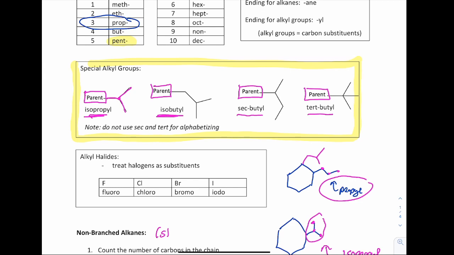While we're here though, when we're alphabetizing these, we are not going to use sec and tert for alphabetizing. We are, however, going to use the I in iso. And if you look at the names of these, the sec-butyl and tert-butyl have a dash, right? There's a dash between them. If I look at iso, there's no dash, and that's kind of how I remember it. Also, sec actually stands for secondary, tert actually stands for tertiary, which are representing numbers, and we don't alphabetize numbers. So whatever you have to use to help you remember that, the sec and the tert don't count for alphabetizing. The I's, however, do.